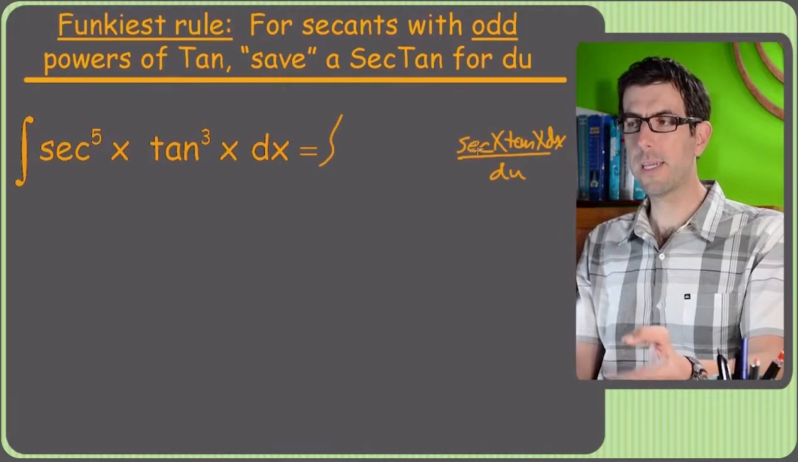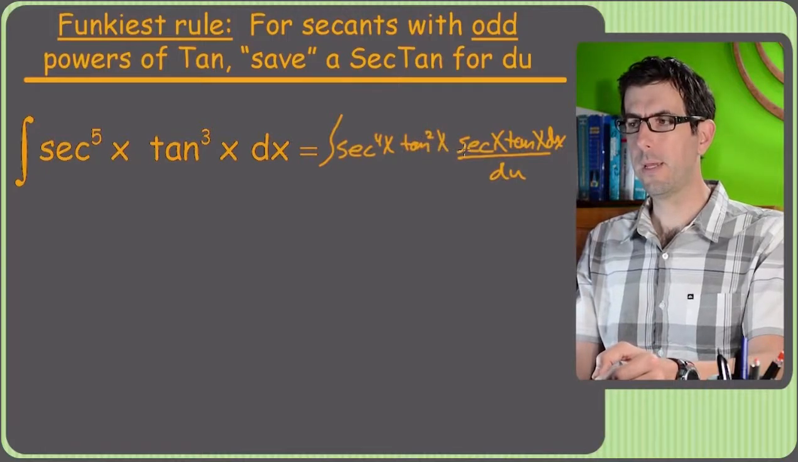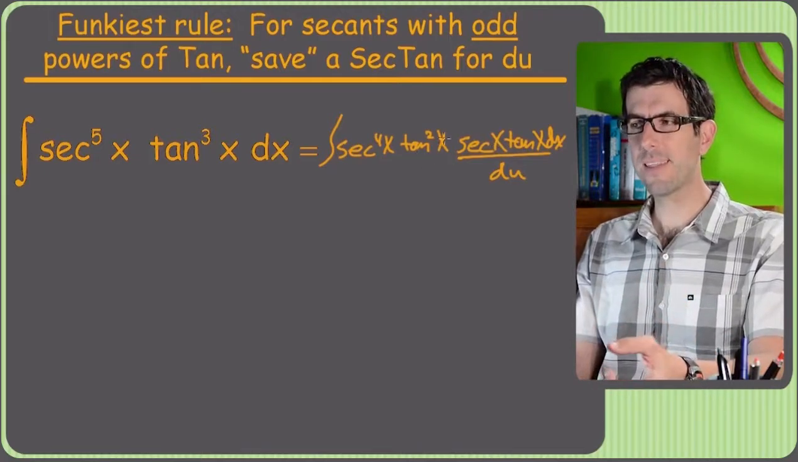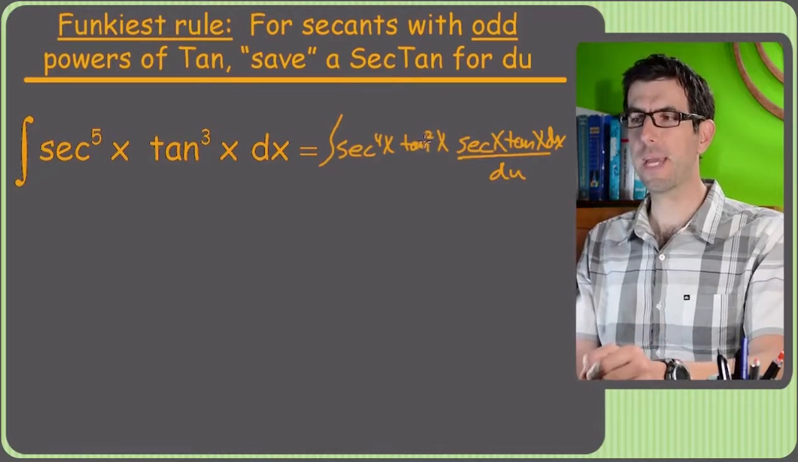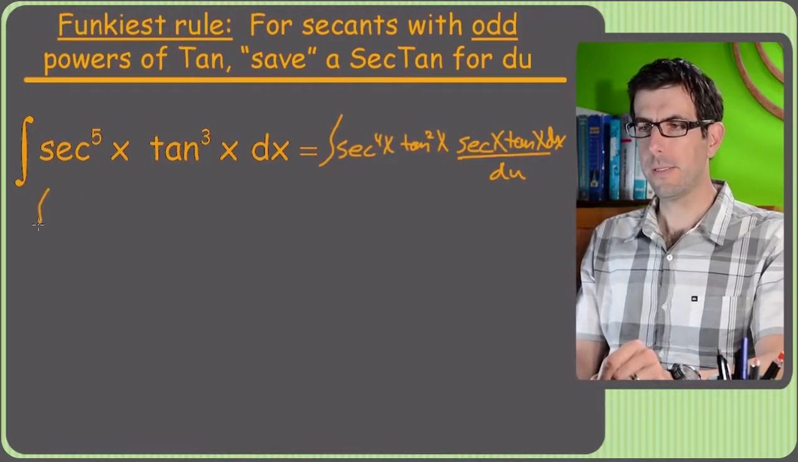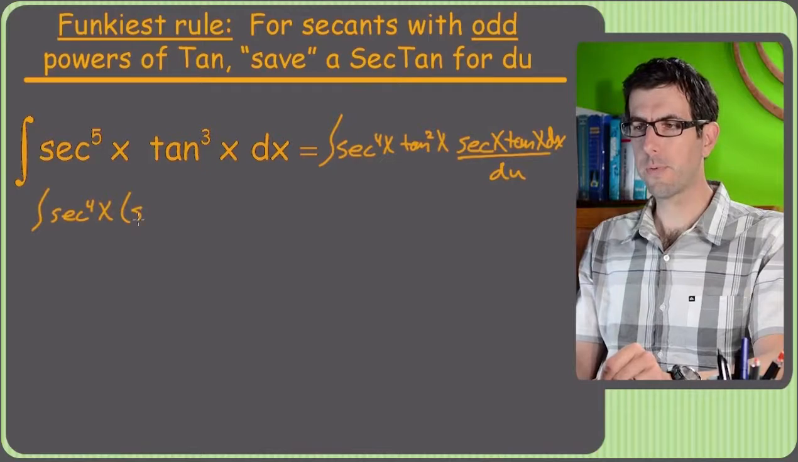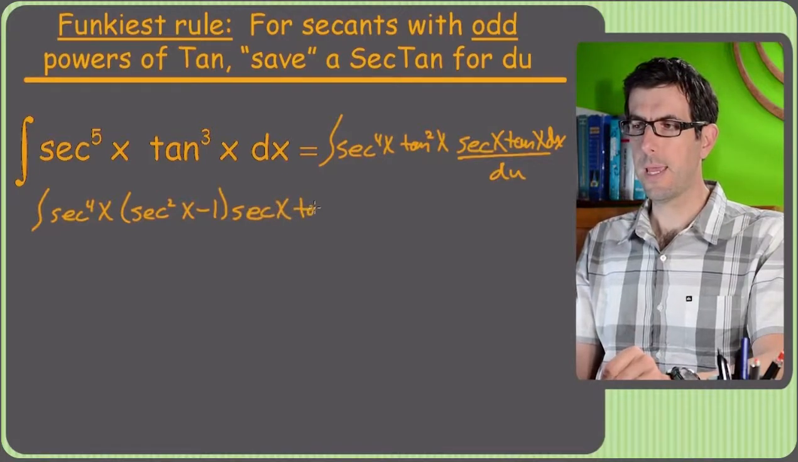So once I've set aside a secant and a tangent, what I've got left is a secant to the fourth and a tangent squared. At this point, my du is all set up for a power of secant, but I've still got these tangents. So what I want to do is convert these tangents to secants using the usual Pythagorean strategy. So that secant to the fourth stays secant to the fourth. Tan squared is going to be secant squared minus 1. And of course I've still got my secant and my tangent.